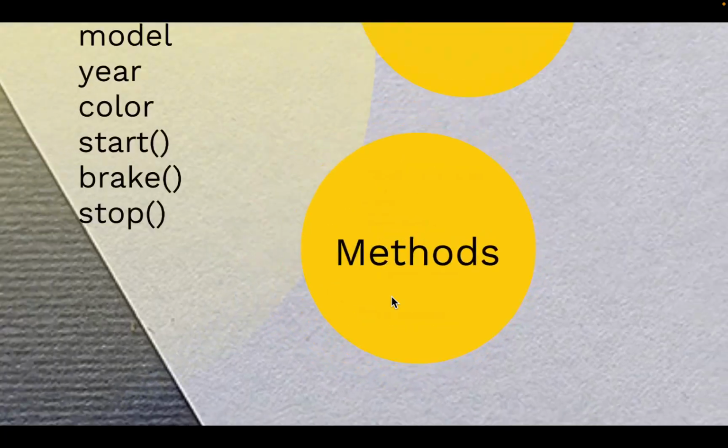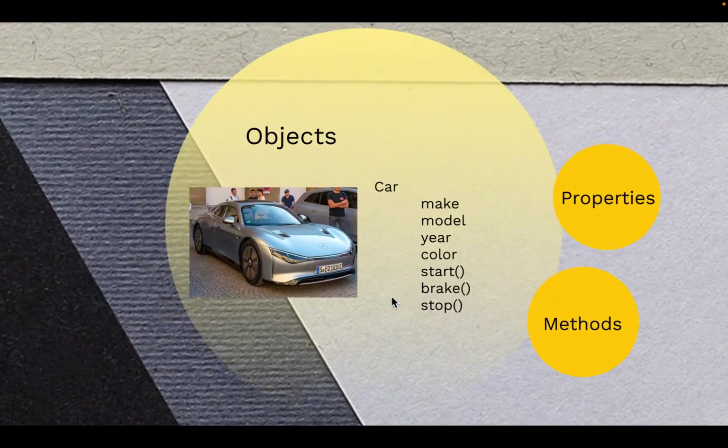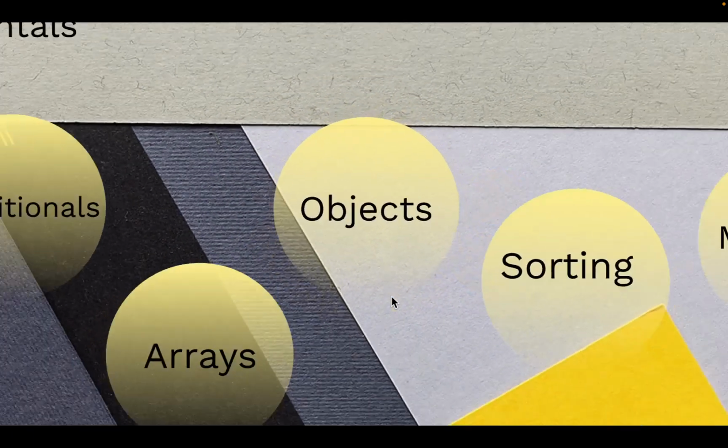So there we have JavaScript objects used to represent real-world entities, storing data and properties and actions in methods, which we can reference and use in our code.